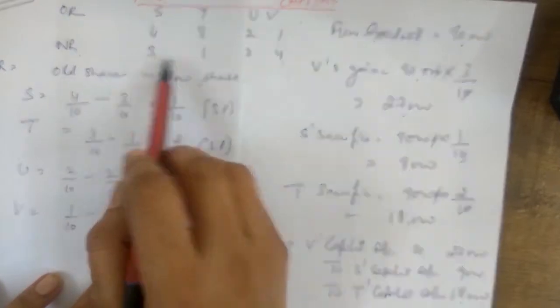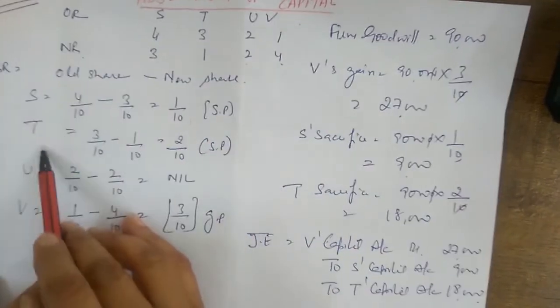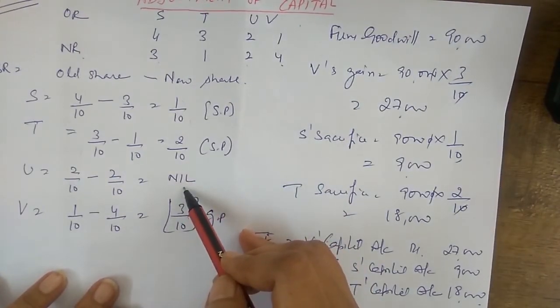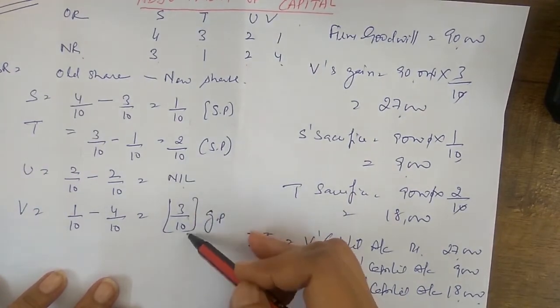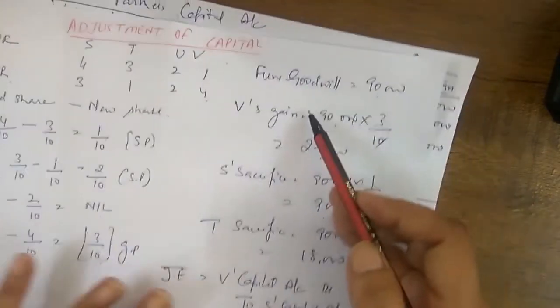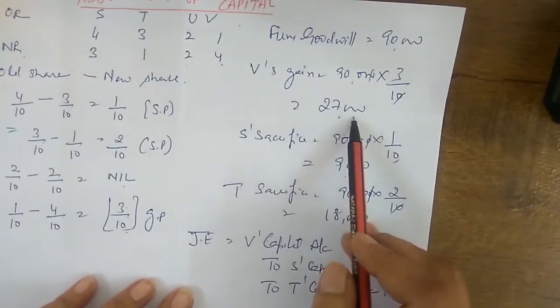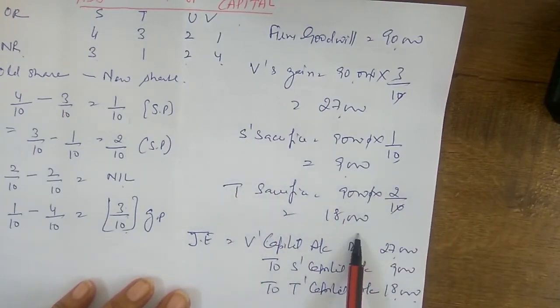Writing the old ratio, new ratio, with this the sacrifice ratio formula. S, T, U, V, चारों का हमने निकाला. U is not affected with this. His share is nil. 1 by 10, 2 by 10 sacrifice part. 3 by 10, V is gain. Firm's goodwill 90,000 it is given. V is gain in goodwill 27,000. S sacrifice, T sacrifice 9,000, 18,000.